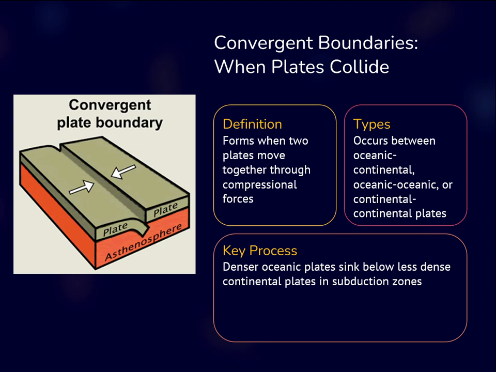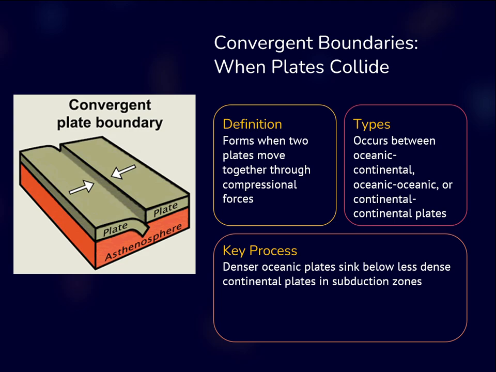A convergent boundary happens when two tectonic plates move toward each other. These collisions can occur in three combinations. We have oceanic and continental convergence, where a dense oceanic plate meets a lighter continental plate. Or we have oceanic and oceanic, in which two oceanic plates collide. Or we can have continental to continental, in which two continental plates push together.